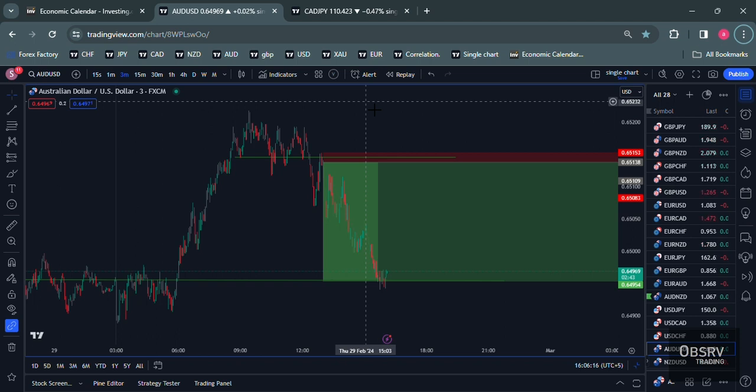I call Australian dollar Aussie dollar, so do not get confused when I say Aussie dollar. I'm talking about Australian dollar when I say Aussie dollar, and when I'm talking about US dollar, I generally just say dollar, right? So this is a trade that I took on Aussie dollar and dollar.